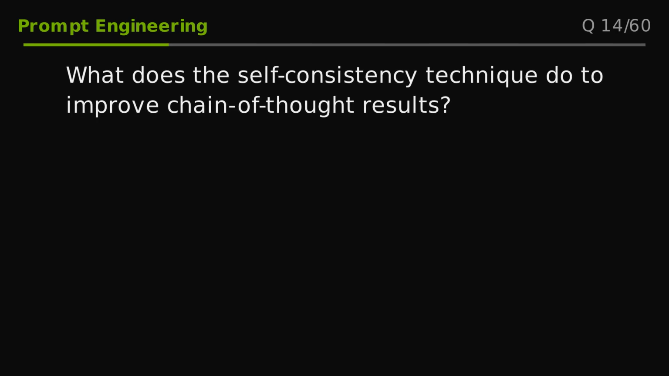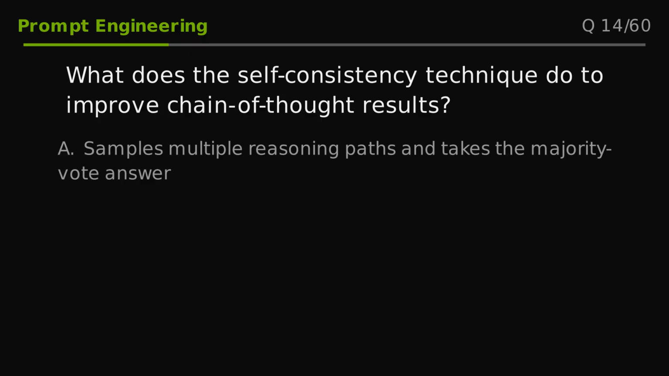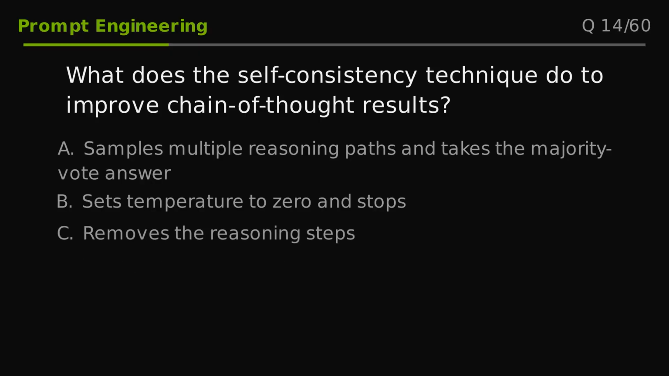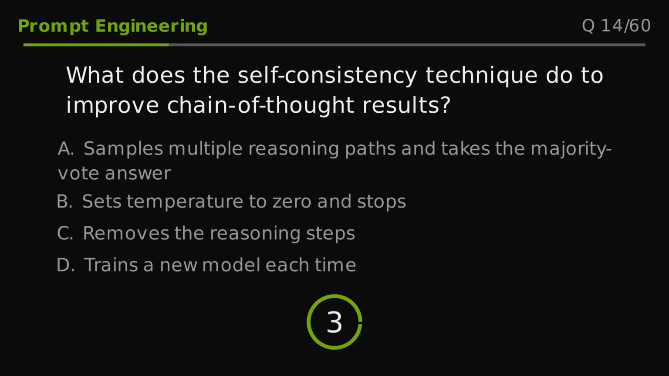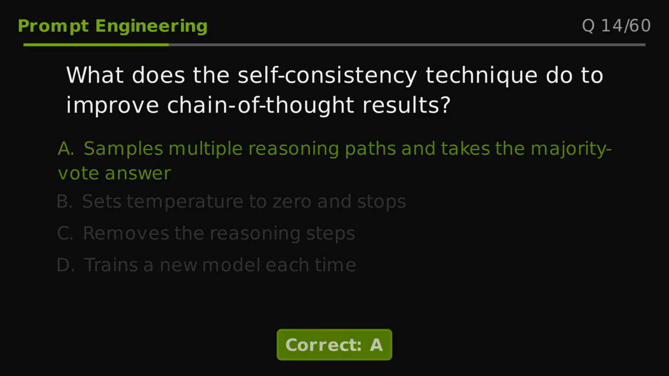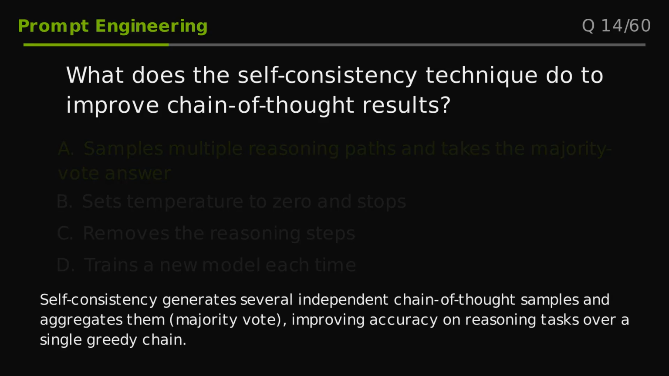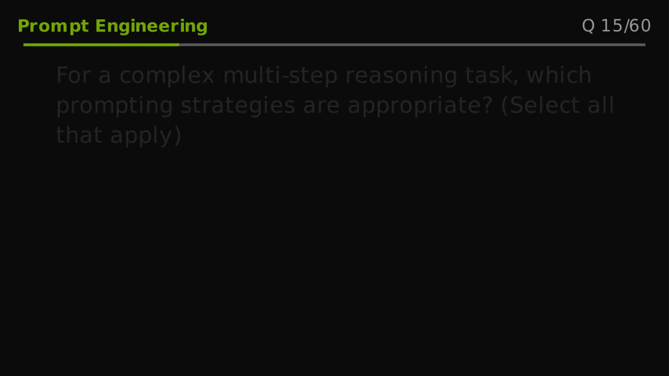Question 14. What does the self-consistency technique do to improve chain of thought results? Option A. Samples multiple reasoning paths and takes the majority vote answer. Option B. Sets temperature to 0 and stops. Option C. Removes the reasoning step. Option D. Trains a new model each time. The correct answer is A. Self-consistency generates several independent chain of thought samples and aggregates them, majority vote, improving accuracy on reasoning tasks over a single greedy chain.